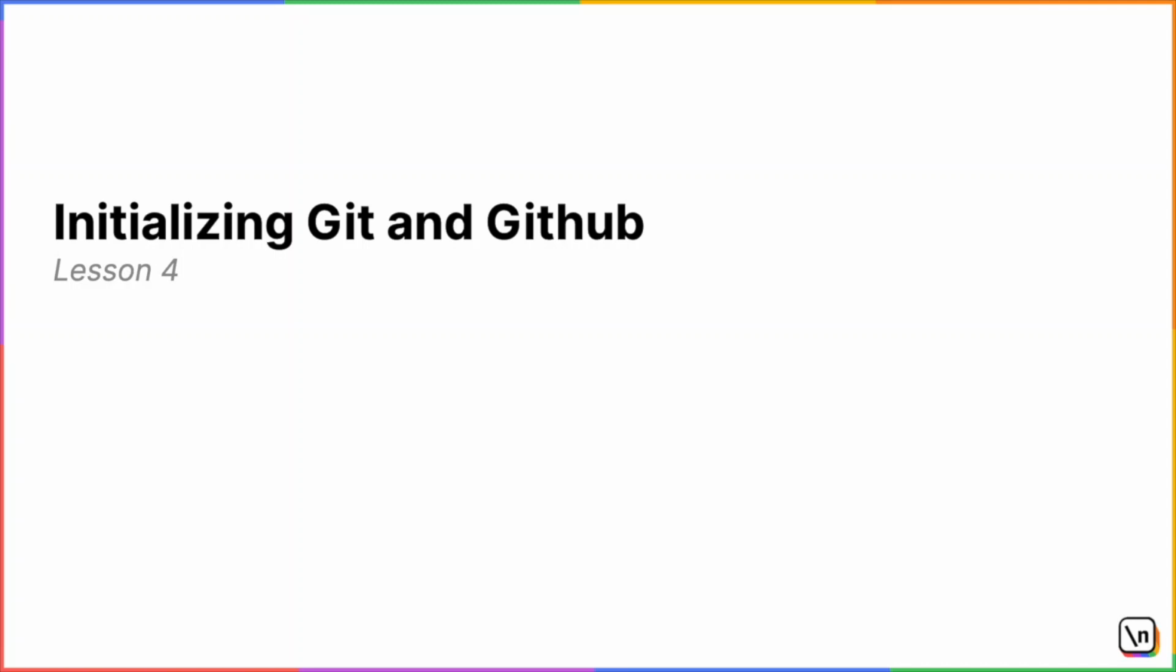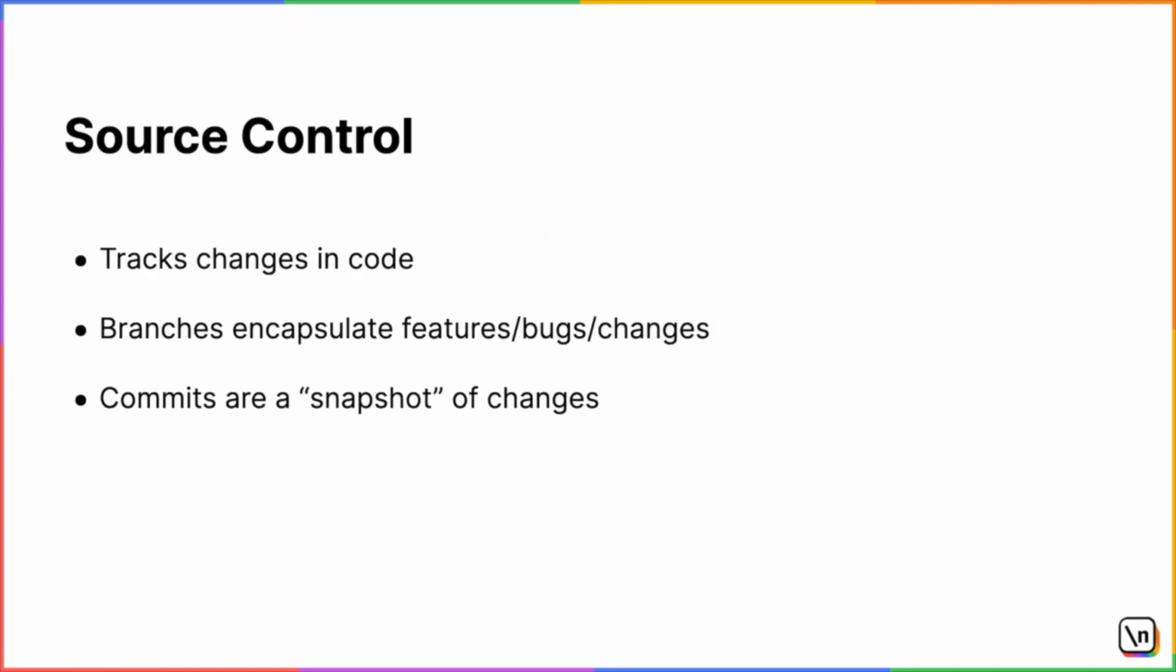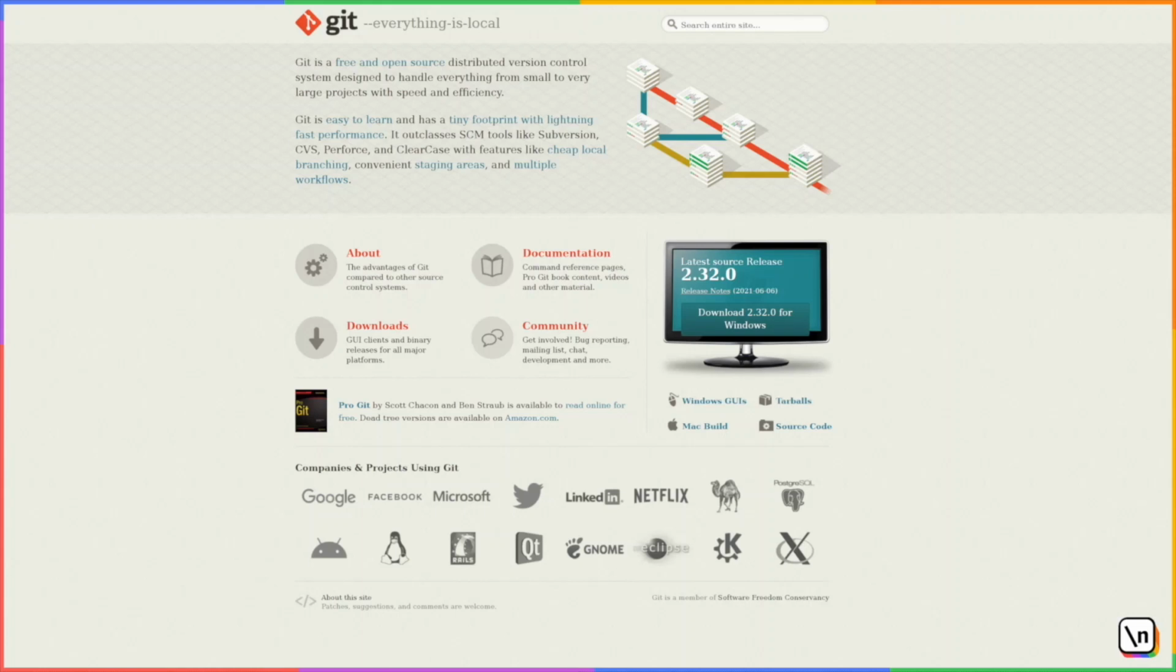For this course, we'll be using the source control software Git, which will be hosted on GitHub. Let's get started. So what is source control? Source control is a way of managing changes to code. It allows us to track the history of code changes. The most popular source control software is Git.